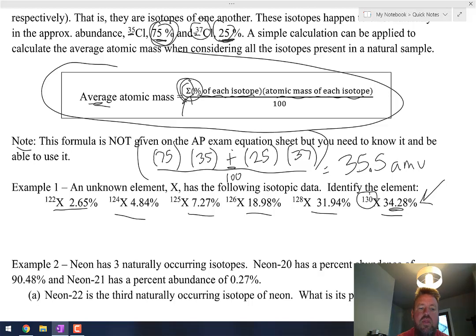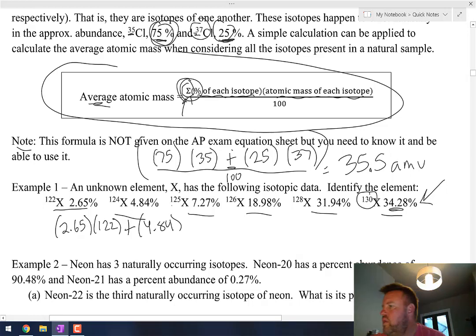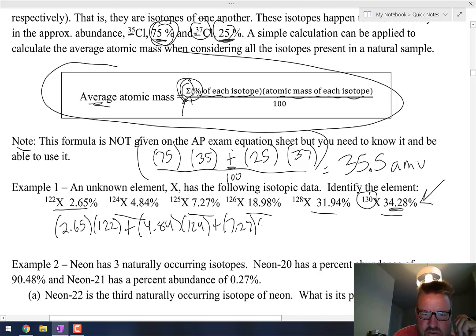Okay? And we could do the same thing we just did up there. So we would go 2.65, again, leaving it as a whole number, not a decimal. Again, do it how you want, though. Times 122 plus 4.84. Put my old man glasses on here. Times 124 plus 7.27 times 125. And obviously this is an extreme case. This usually isn't, you aren't doing this much.